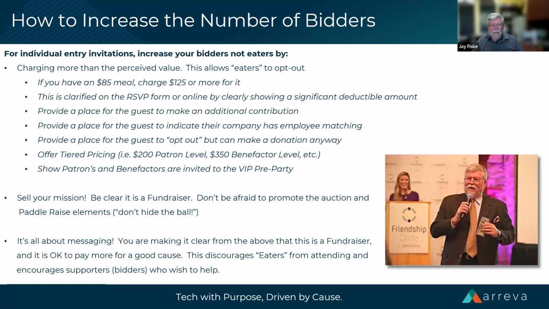People that will opt in at $125, knowing they're going to get an $85 meal, and they know it's an $85 meal because we show right on the registration form that it's got a $40 potential tax deduction, then they're more likely to be a bidder, not an eater. They're more likely to be someone that's there for your cause, for your mission. You set an expectation. It clarifies it for them.